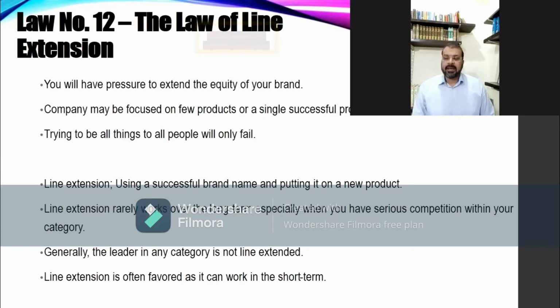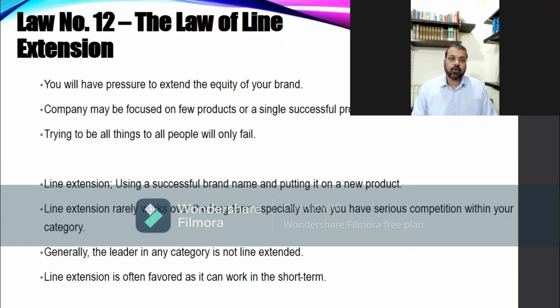The law of line extension. You will have pressure to extend the equity of your brand. Line extension is, for example, if you have a drink, then you will have pressure to launch different flavors, different sizes, different packagings. Yes, there are some Coca-Cola lovers, there are some Sprite lovers, which is usually called a white soft drink, and then there are orange soft drinks. Then you have to keep on launching.